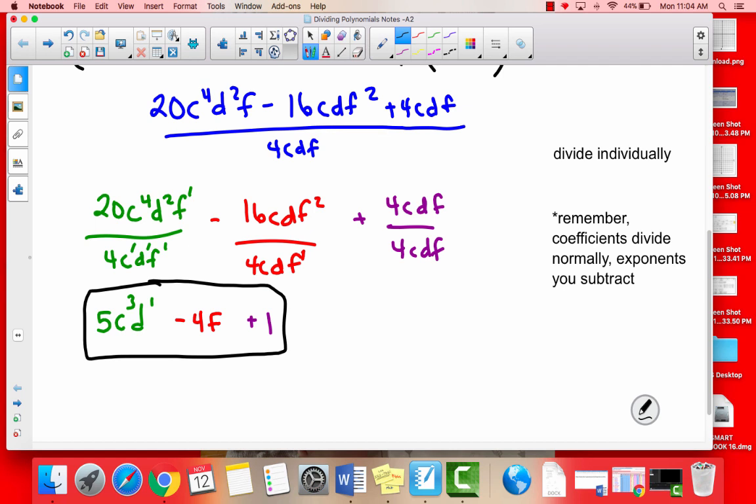Notice it's a lot simpler than it looked. There were a lot of variables, a lot of numbers, but if you break them up into individual fractions, it makes it a lot easier to reduce. All right, so that's when you divide by a monomial, or one term.